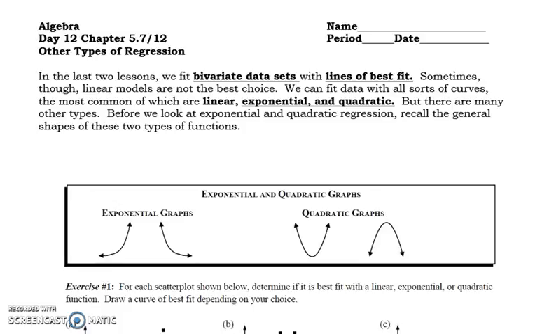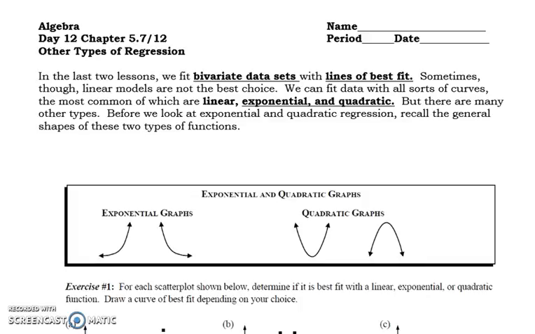Okay, today we're going to look at other types of regression. In the last two lessons, we talked about bivariate data sets with lines of best fit. We looked at scatter plots, drew in a line that best fit all those data points, and then did a linear regression to come up with the equation of the line of best fit. But often there are scatter plots or real-world scenarios where the data doesn't fit a nice line of best fit.